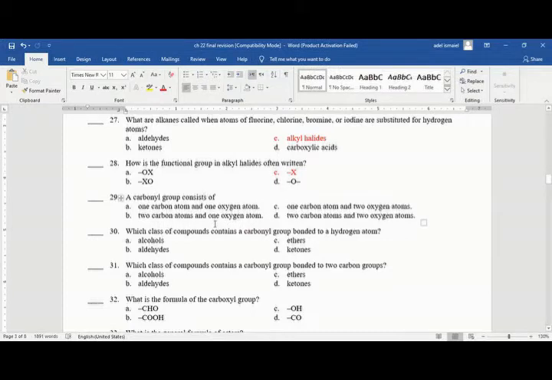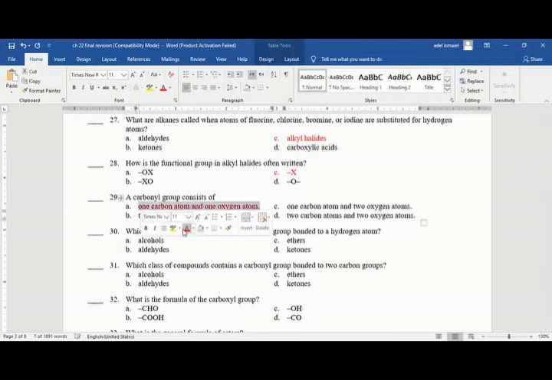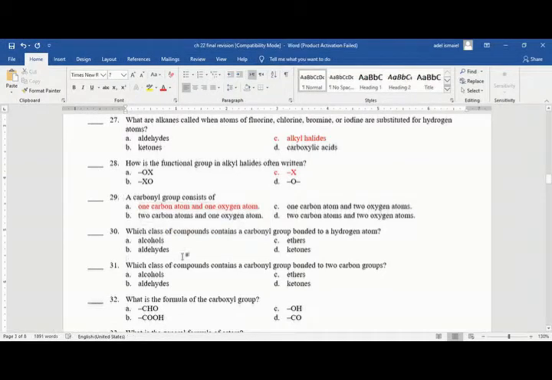Carbonyl group consists of one carbon atom and one oxygen atom. Thank you. C double bond O, if you remember that. Okay. And it's found in carboxylic acids, ketones, aldehydes, and so on. Which class of compounds contains a carbonyl group bonded to a hydrogen atom? CO bonded to H. So I have CHO in the common form.